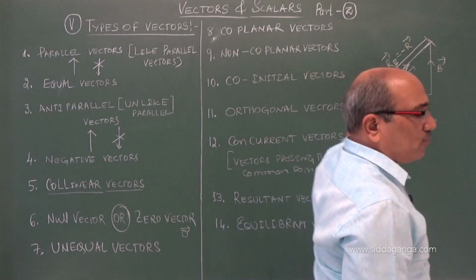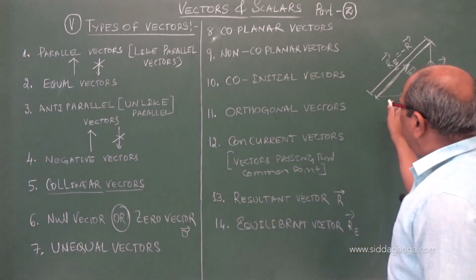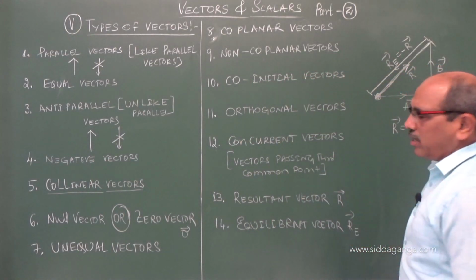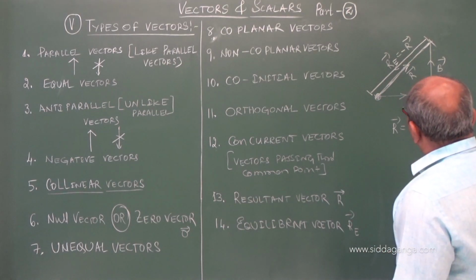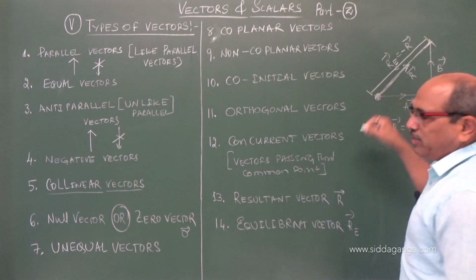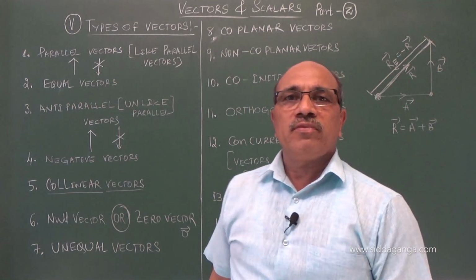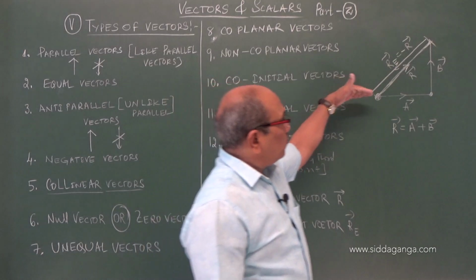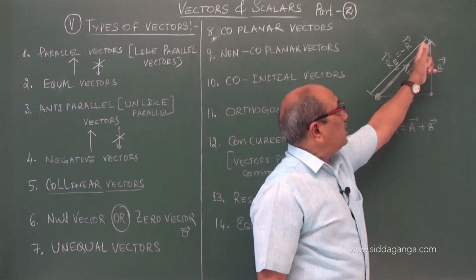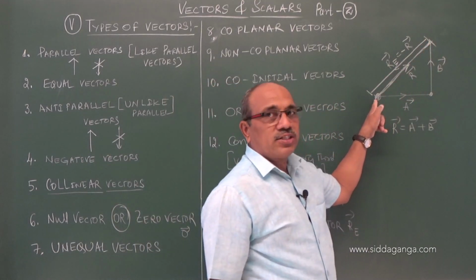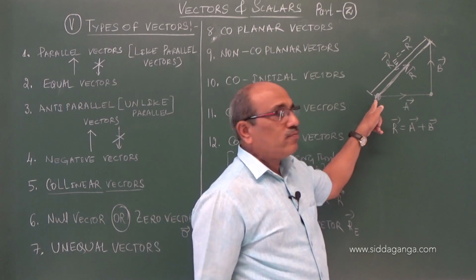If these two are negative vectors, then the journey started from A, you reached a point, and then returned to A, which means you have not done the journey at all. The total effect becomes zero. If the forces are acting in this direction and this direction, and you apply another force in this direction, the net force on the body is zero.